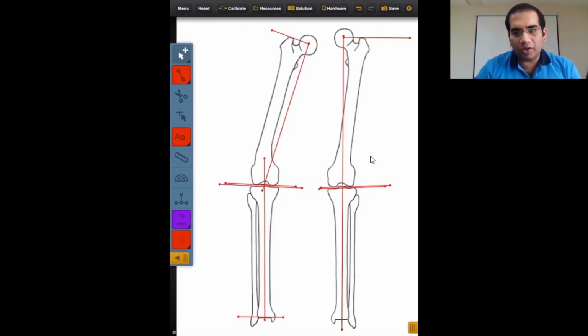So the same is going to be done over here, but here things are a bit different, because as you can appreciate now, in the tibia, the mechanical axis passes through the center of the bone. It is inside the bone. But in the femur, the mechanical axis lies outside the bone. It is not in the center of the bone.